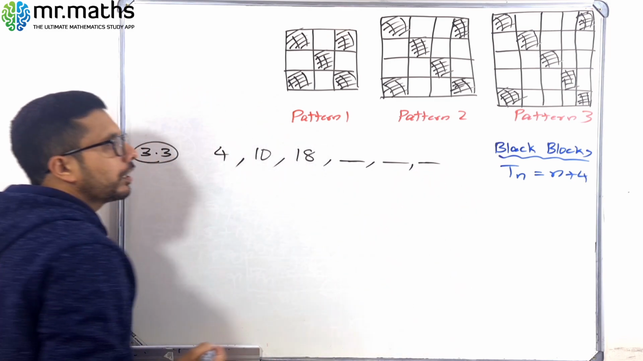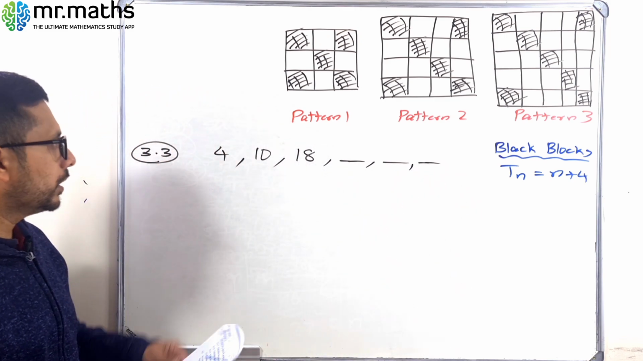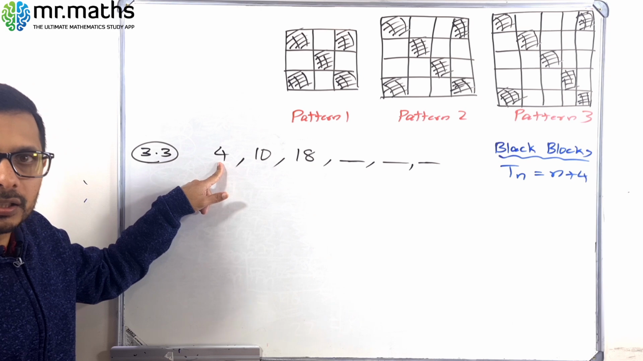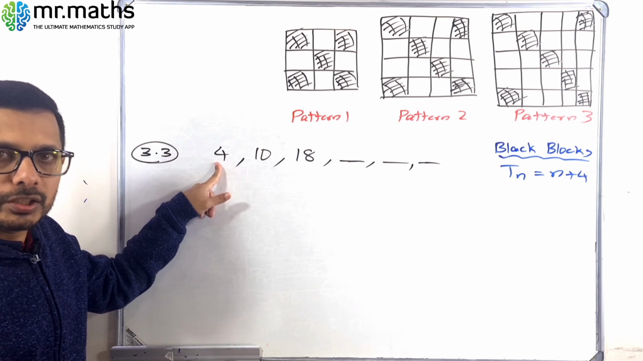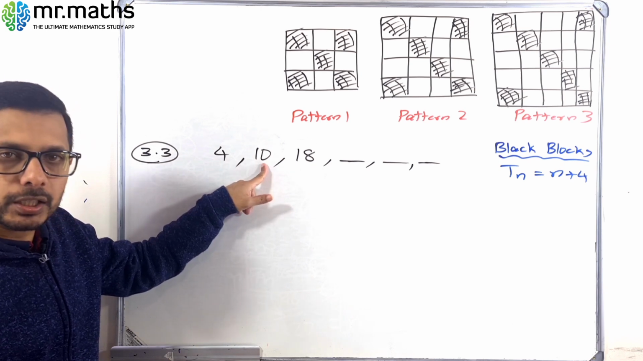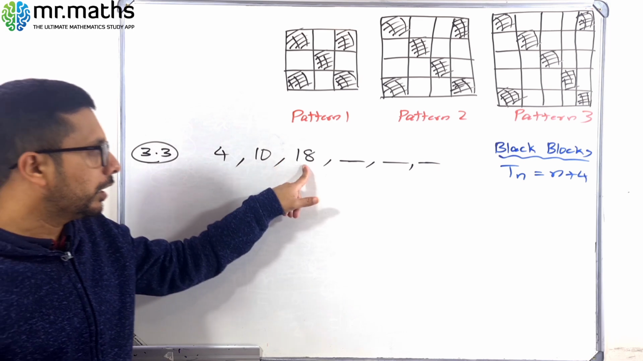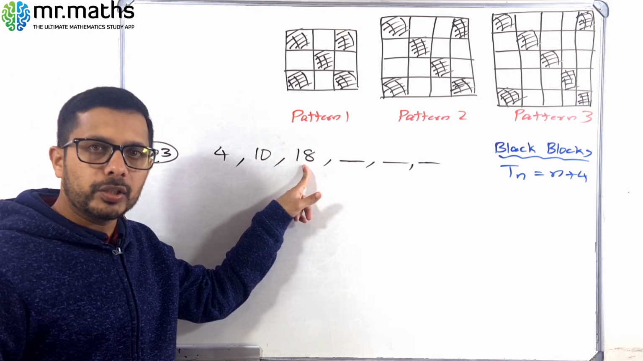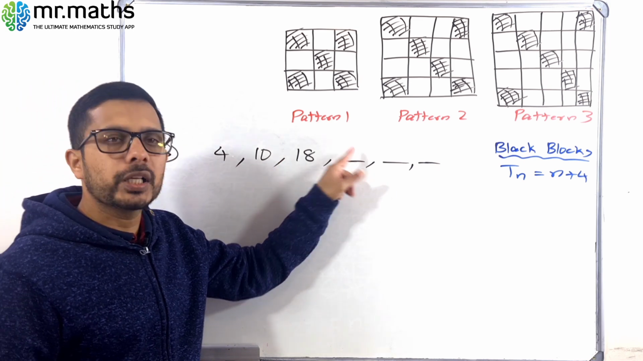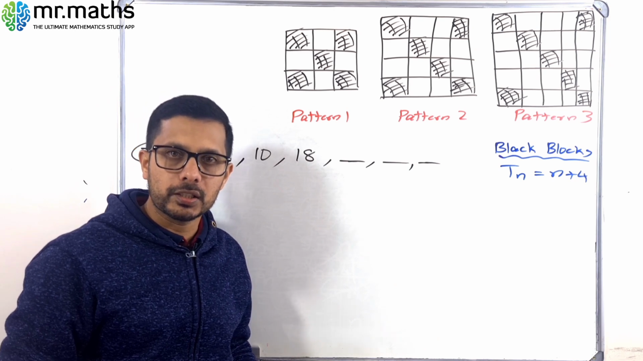Okay. So here, what is the question? This is the first pattern. There are 4 white blocks. Second pattern, there are 10 white blocks. Third pattern, there are 18 white blocks. Similarly, fourth pattern, how many white blocks are there? That is the question.